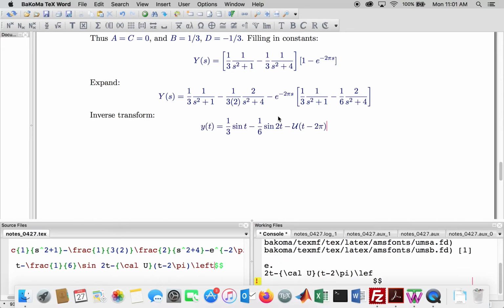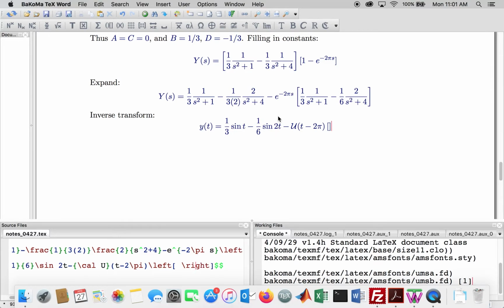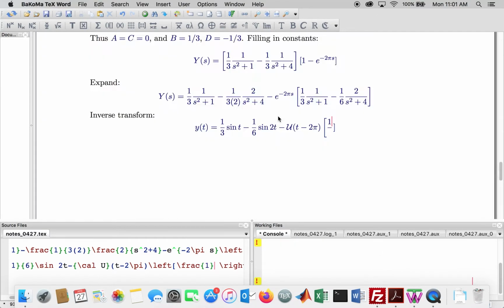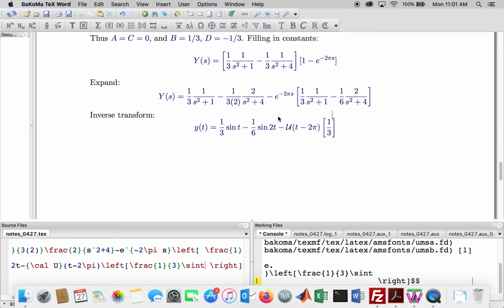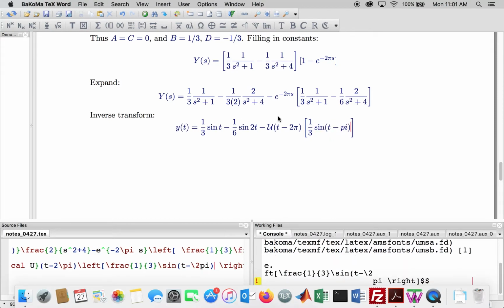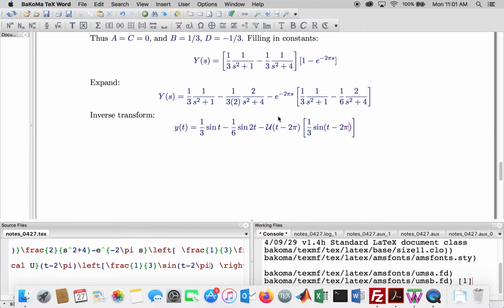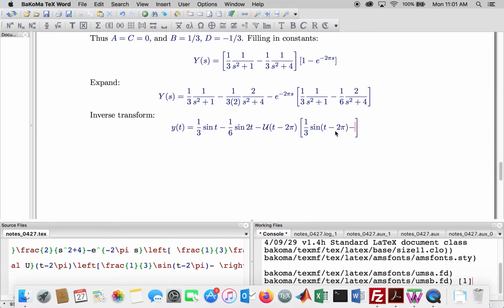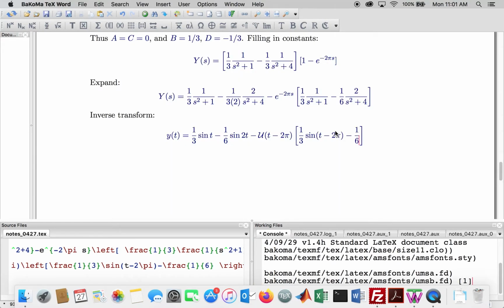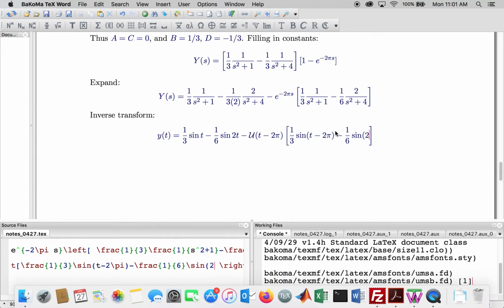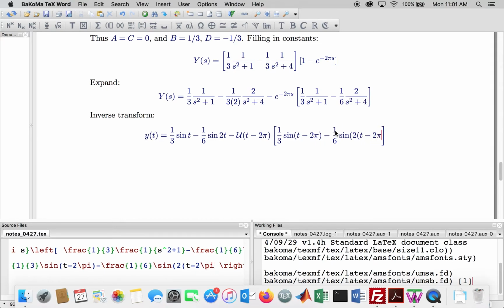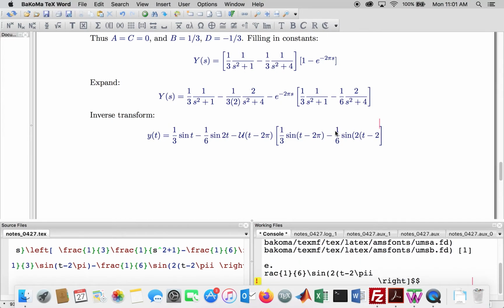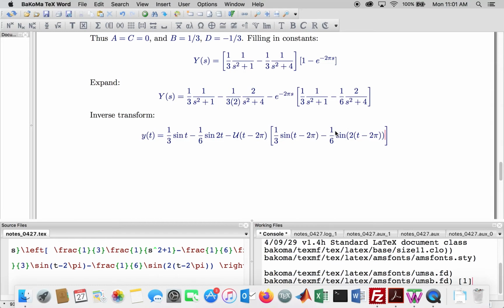And the same inverse transform that I had before, but don't forget to shift it, as a function of t minus 2 pi rather than just t. 2t minus 2 pi. Okay, so wherever you see t, it's replaced by t minus 2 pi.